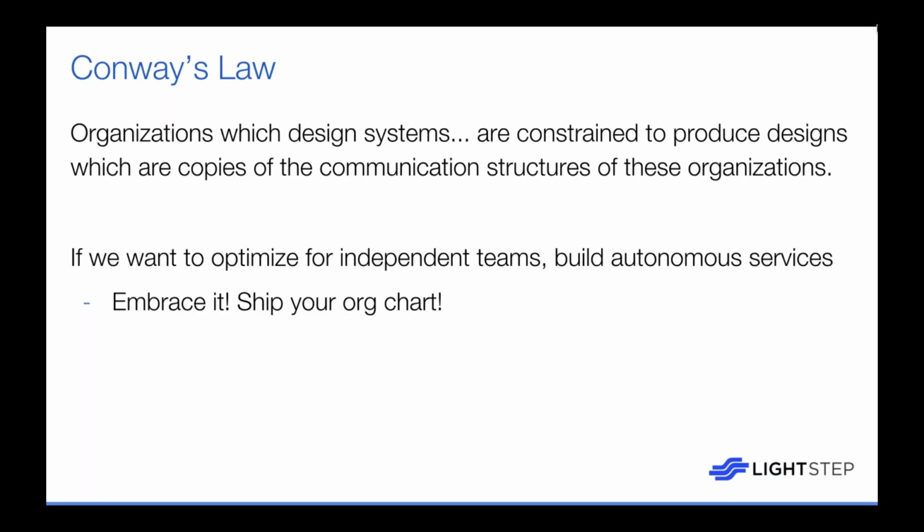If we want to optimize for velocity, if we want to optimize for fast moving teams, then we want them to be able to make decisions independently of one another. And to do that, they need to build strong abstractions between not only their teams, but their services. So they need to be loosely coupled, right? So I think we should be embracing Conway's Law. We should be shipping our org charts, and we should be thinking about how we can apply the same sorts of constraints around structure, not only to the software, but to our organizations themselves.